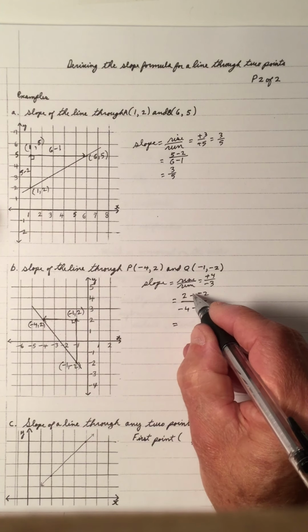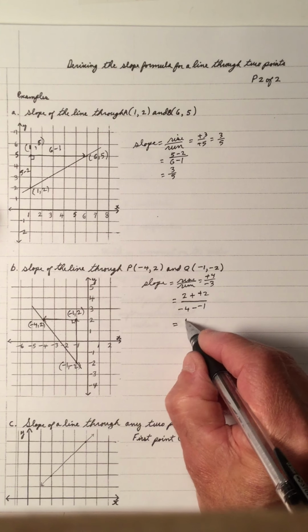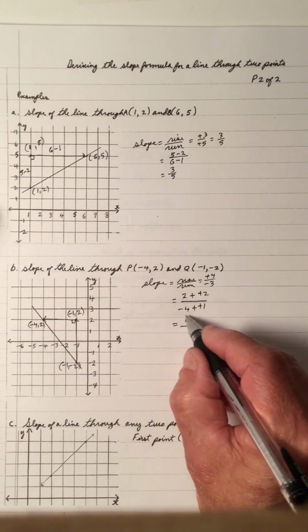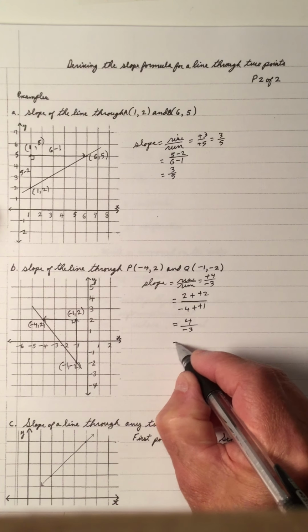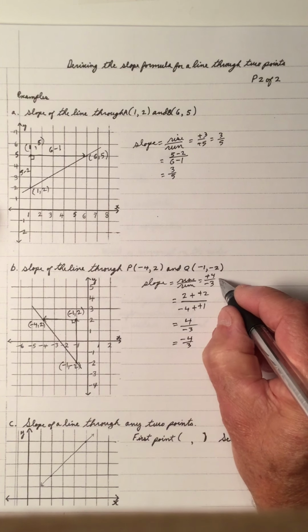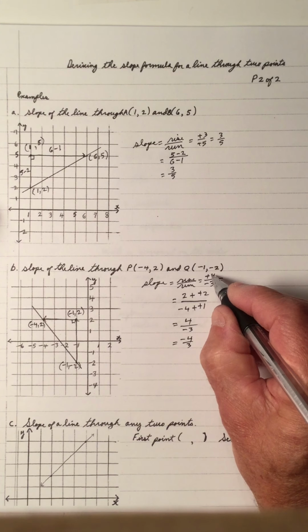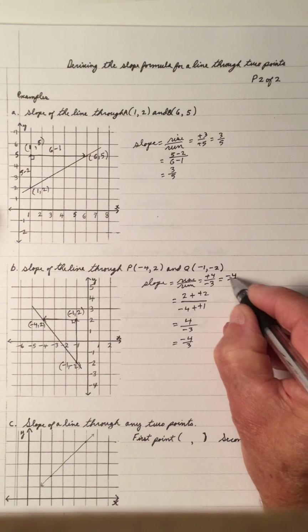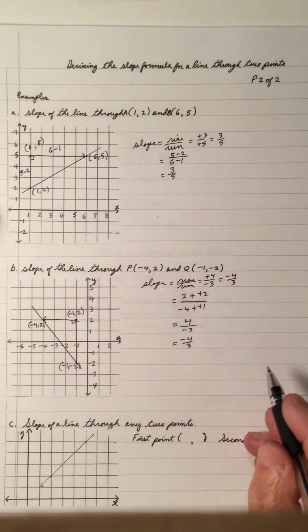And a double negative gives me a positive, so that gives me the 4. A double negative gives me a positive, so that gives me -3. So the slope is -4 over 3. And that slope right there is the same, because positive over negative is the same as a negative over a positive. So the two slopes are the same.